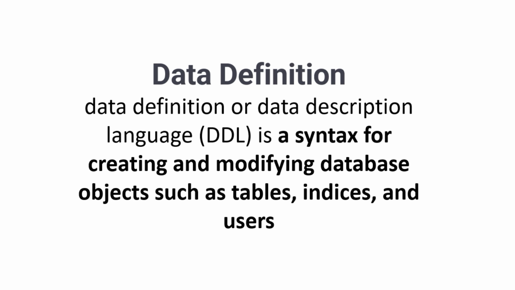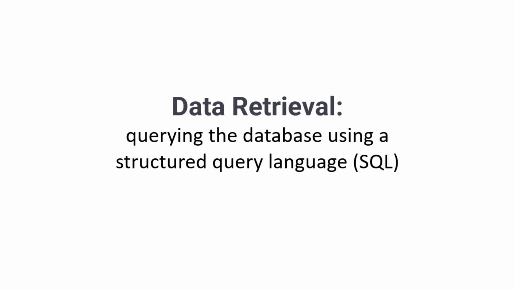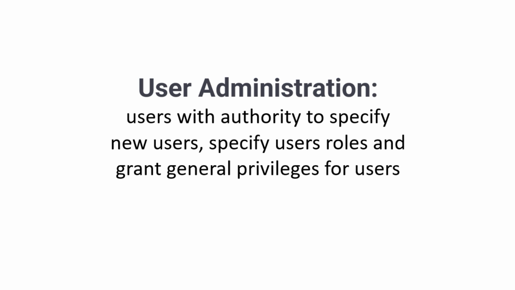Data definition. It helps in creation, modification and removal of definitions that define the organization of data in a database. Data updation. It helps in the insertion, modification and deletion of the actual data in the database. Data retrieval. It helps in the retrieval of data from the database which can be used by application for various purposes. User administration. It helps in registering and monitoring users, enforcing data security, monitoring performance, maintaining data integrity, dealing with concurrency control, and recovering information corrupted by unexpected failure.